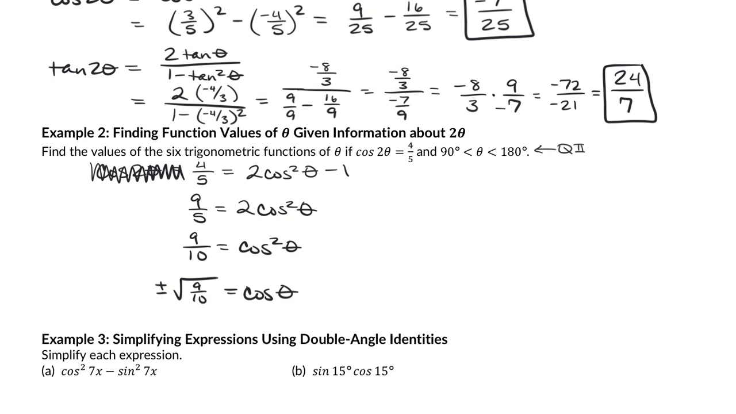Interesting. Not super helpful until we do the following. In quadrant 2, is cosine positive or negative? Negative, because quadrant 2 is the S quadrant, so only sine is positive. So that means that I'm going to drop the plus sign. I'm not going to use it. I'm just going to use the minus sign. And I'm going to do the square root of both the top and the bottom.